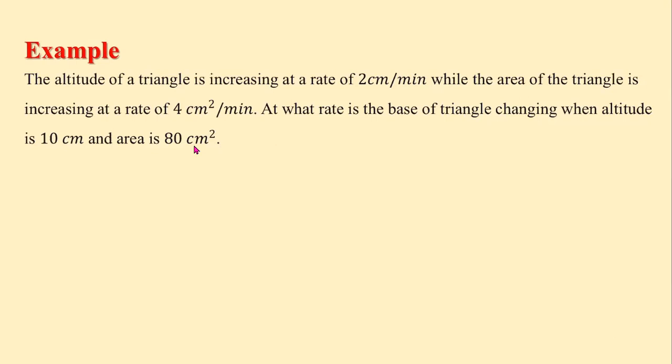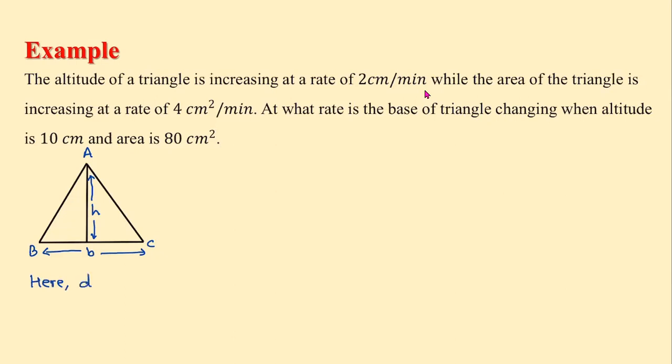So let's first draw a triangle. Okay, that's my triangle. Let me name it triangle ABC. This is the base of the triangle, b. And this one is the altitude of the triangle, h. Now let's see what is given. The altitude of the triangle is increasing at the rate of 2 centimeters per minute. So here, the altitude of the triangle, that is the change in height with respect to time, dh over dt, is equal to 2 centimeters per minute. That is given.